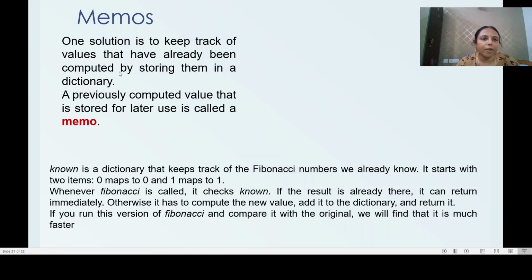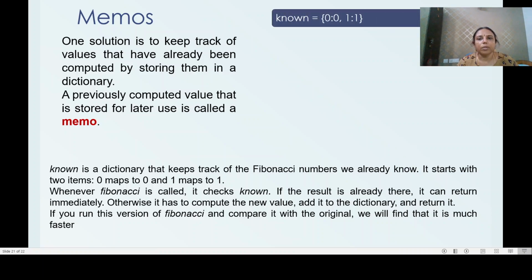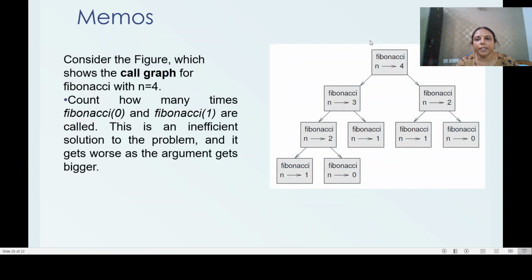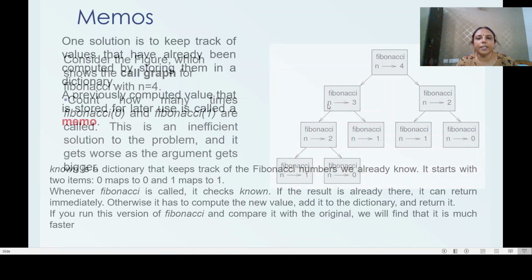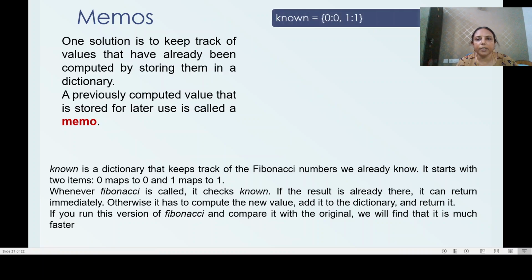So we can keep track of the values by storing them in a dictionary. We are creating a dictionary called known. Initially, we are just keeping 0 as 0 and 1 as 1. That means if your value of n is 0, you return 0. If your value of n is 1, you return 1. That information we are storing as base values in the dictionary.